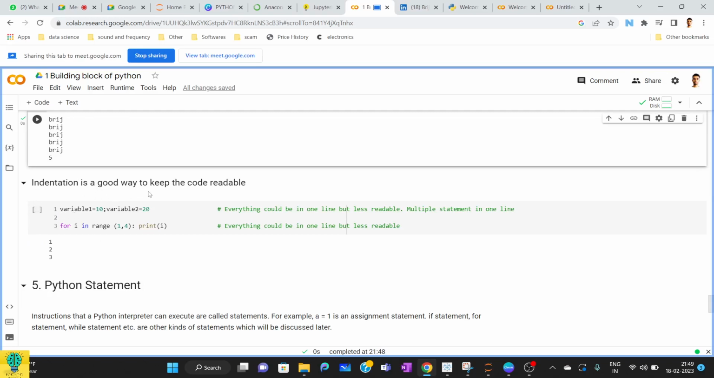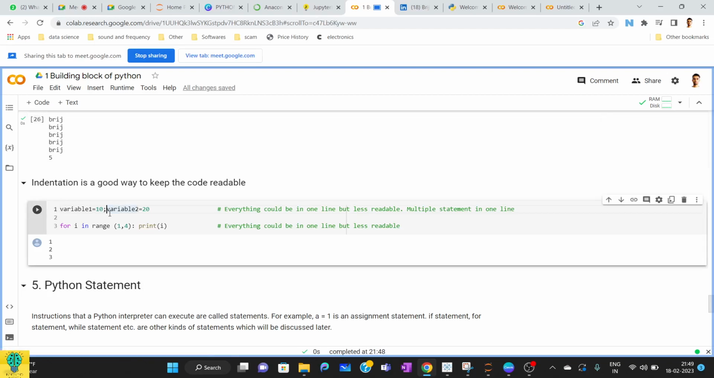I have one more question, Nandan, regarding comments. So we can use hash or a triple quote, right? Yeah, it is better to write hash if you have a single line comment. Suppose I have not written any indentation here. You see, variable 1 is equal to 10, and the semicolon basically means that this line ends here. When I write a semicolon, in most languages, whenever we write a semicolon, that means that particular line ends here.